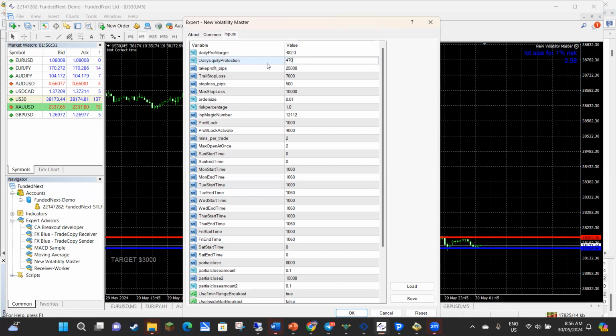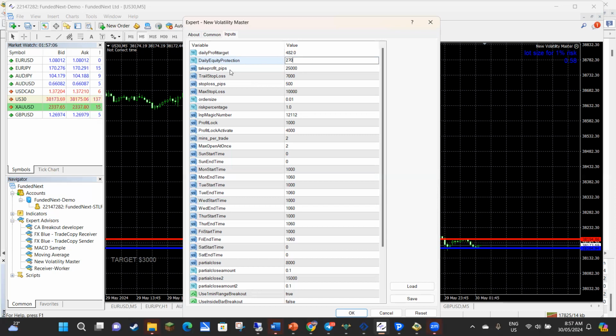270 would be 4.5%. So you wouldn't want to lose any more than that. If you got up to 4.5%, $270, it's going to close all of those trades, and it wouldn't trade for the rest of the day. So that's going to keep you safe so that you don't breach the maximum drawdown rule for the day, and that's what you need to make in order to pass the first phase.